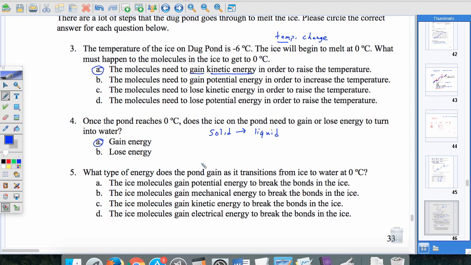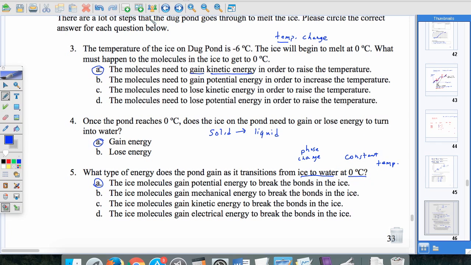And what type of energy does the pond gain as it transitions from ice to water at 0 degrees Celsius? Well, it's staying at constant temperature, and it's doing a phase change. So that means we're talking about potential energy. If it's going from ice to water, it's going to have to gain potential energy. Technically it is gaining mechanical energy also. But we're going to say that ice molecules gain potential energy to break the bonds in the ice.